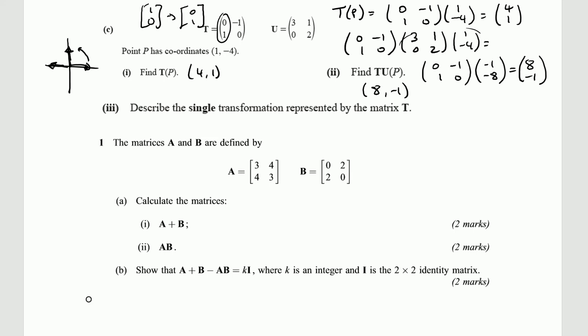And it looks pretty clear to me that this is a rotation. If we rotate the (1, 0) vector 90 degrees anti-clockwise, I end up with a (0, 1) vector. And if I rotate the (0, 1) vector 90 degrees anti-clockwise, I end up with this (-1, 0) vector. So it's a rotation of 90 degrees anti-clockwise, as always for matrix transformations, around the point (0, 0).